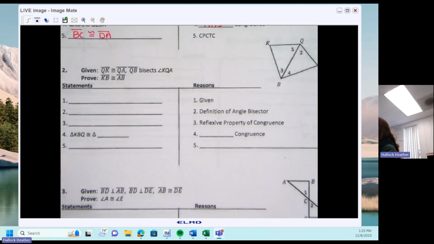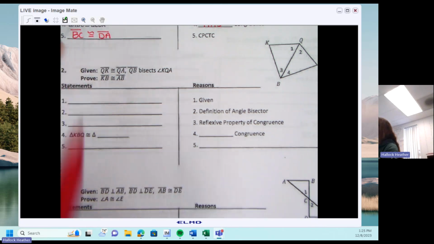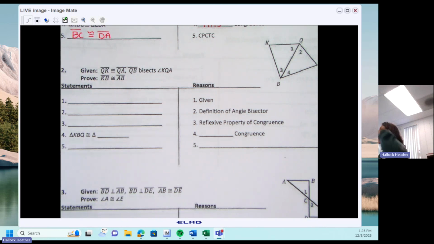Okay, so let's do number 2. Take a second, fill in the first step, fill in the last step, fill in what you can. I don't understand. So the first, okay, try. Fill in the first, fill in the last, add the markings to the picture that you know are given.